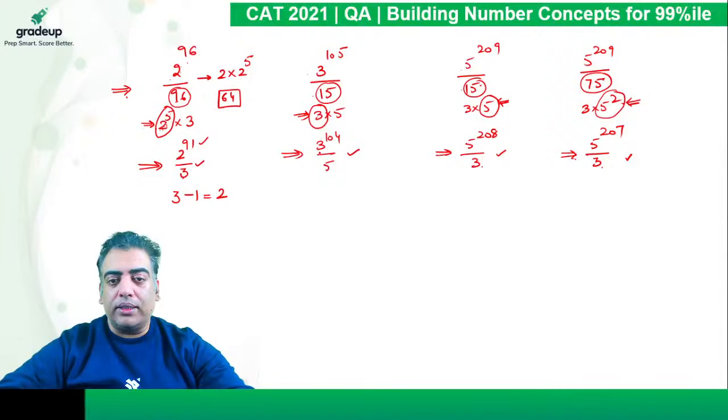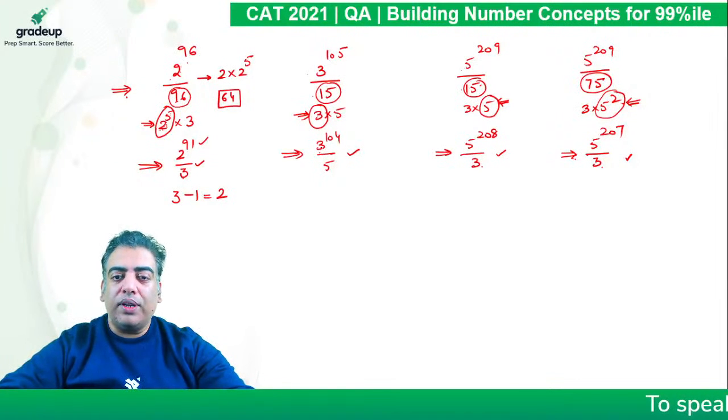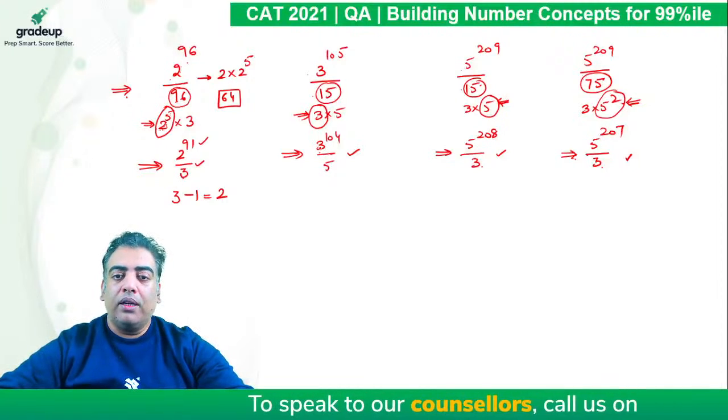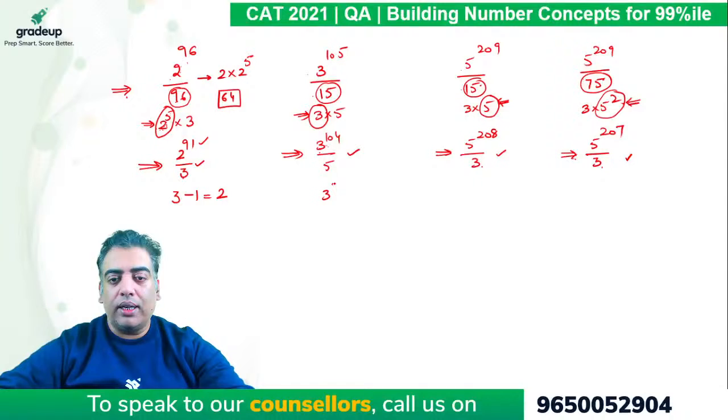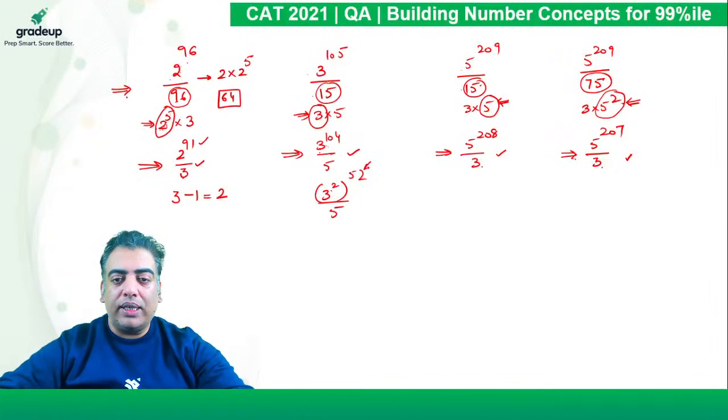When we solve this, 3 is not giving me a remainder of 1 or minus 1, but 3 square is 9. 9 is 1 less than 10, so I must go for 3 square in this case. So the power gets halved, divided by 5. 9 divided by 5, remainder is minus 1, power is even, so it comes out to be 1.